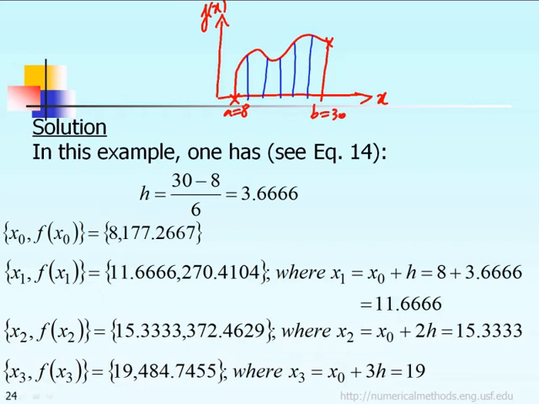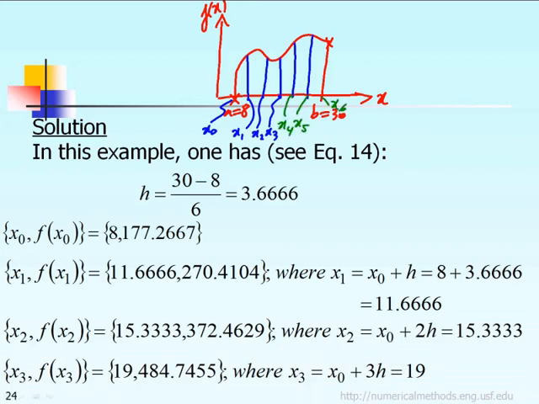So this is x0, which is the same thing as a. This one here is x1, this one is x2, this one is x3. I use a different color: this one right here is x4, this location is x5, and this location is x6, which is equal to b, or 30.